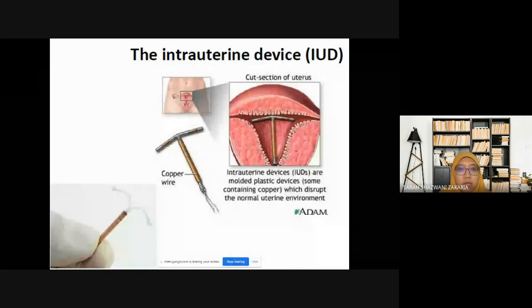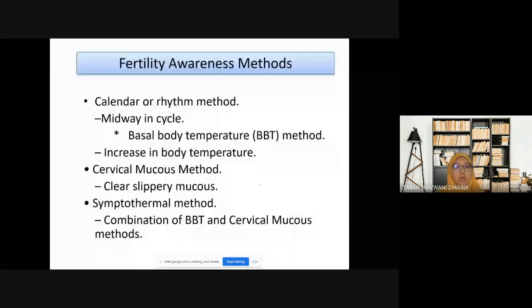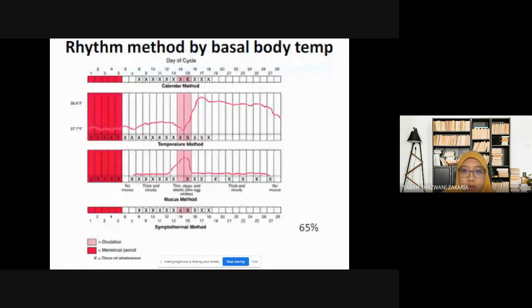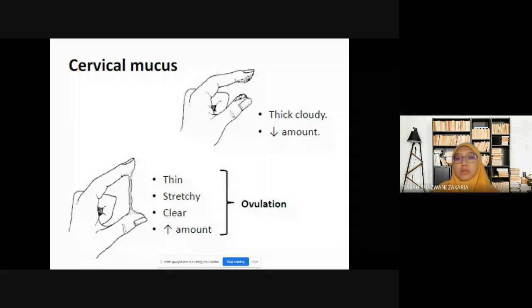Fertility awareness methods, the calendar method we did earlier. We understand the reproduction knowledge, cervical mucus method, symptothermal method. We manipulate the knowledge of reproduction in order to plan whether to have babies or not. For cervical mucus, you have seen it already. Thin, watery cervical mucus is near ovulation, and this type of cervical mucus also supports the sperm transportation.